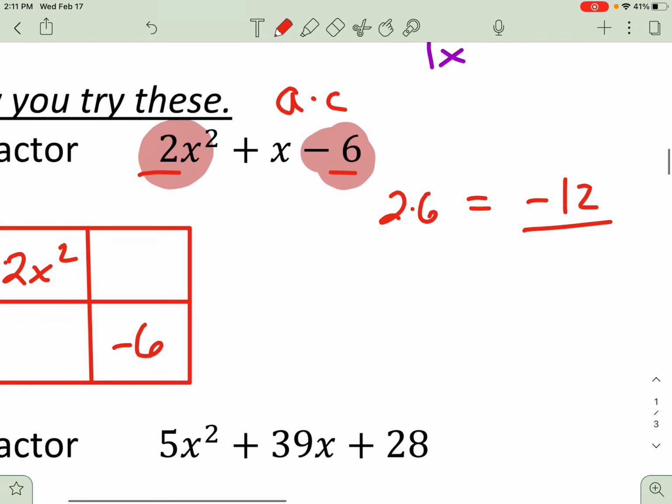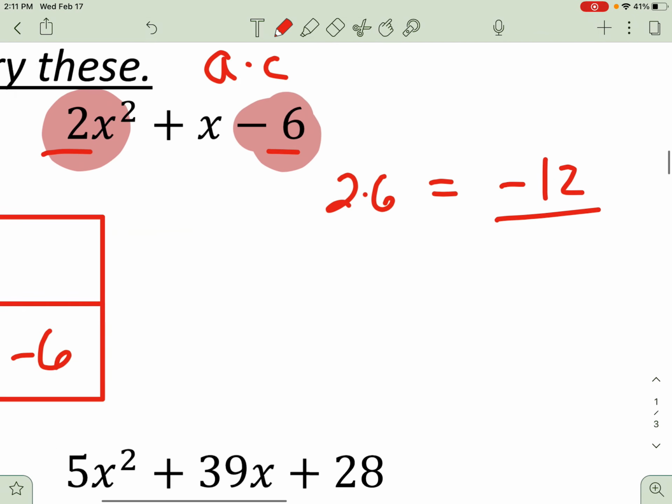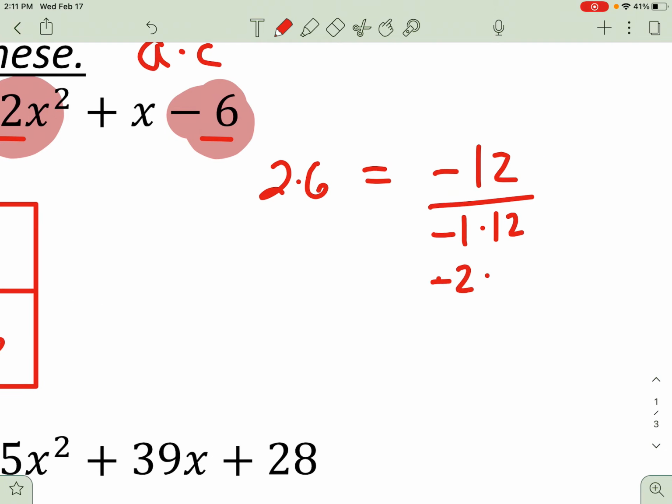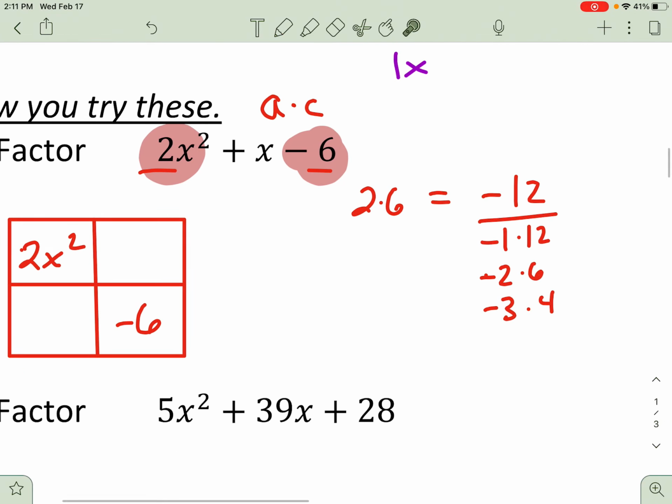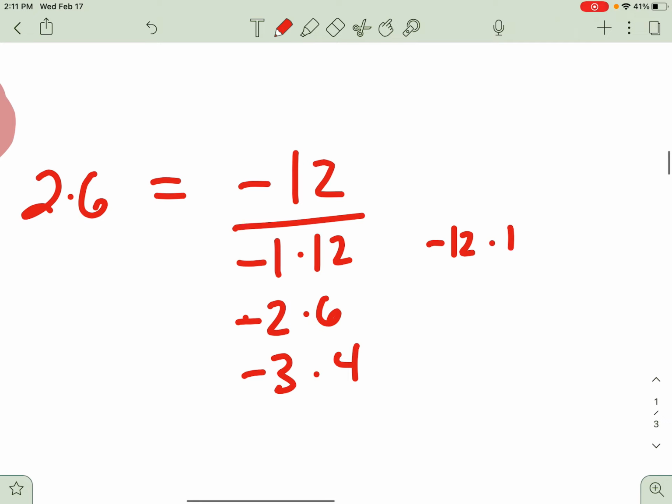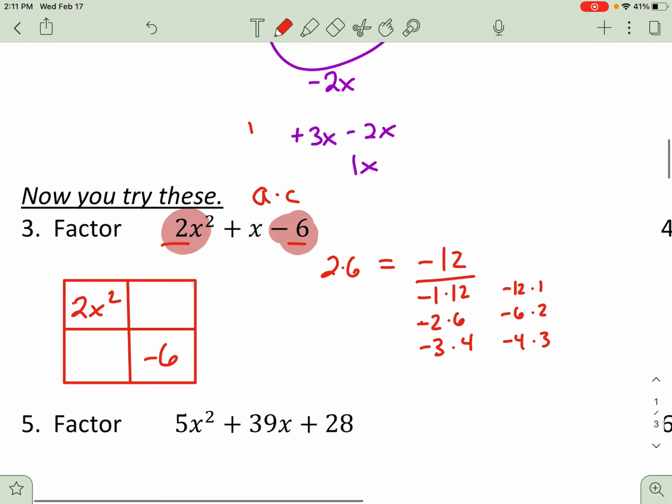Excuse me, so what are the factors now of negative 12? Well, you have negative 1 and 12, right? And the opposite, you have negative 2 and 6. Negative 3 and 4, and they're opposites. So which one of those would add together to give you your middle term? Okay, well, we need a positive 1. So in this case, it would be the negative 3 and positive 4. So negative 3x, positive 4x would give me my positive 1x.